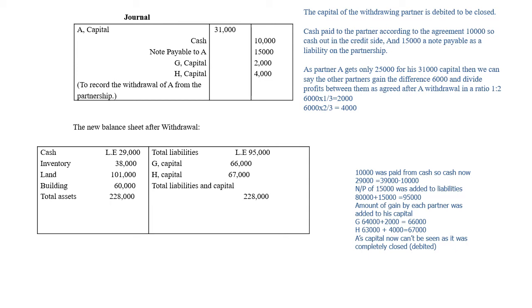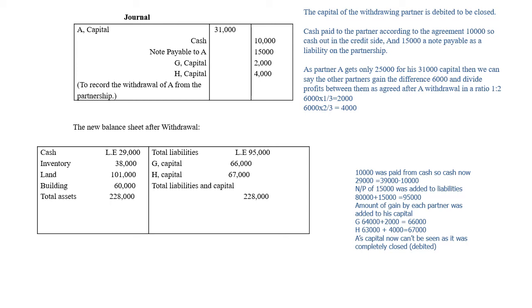Then you prepare the new balance sheet after the withdrawal. You see that the cash was reduced by only 10,000, so now it's 29,000. Again, when you prepare the balance sheet after withdrawal, you look for the balance sheet that you prepared after revaluation, and you change the items that changed. Everything else remains the same. Cash now is 29,000 because we subtract from it 10,000. All the other assets the same.